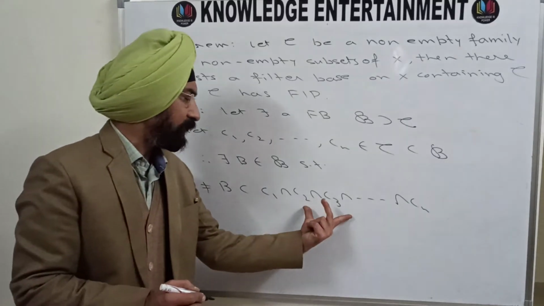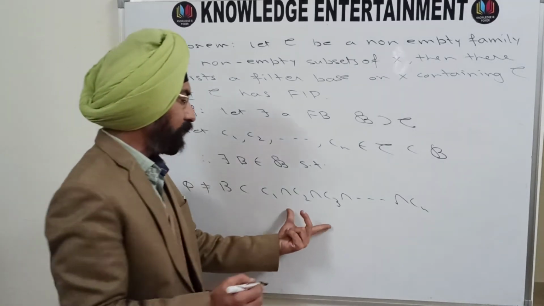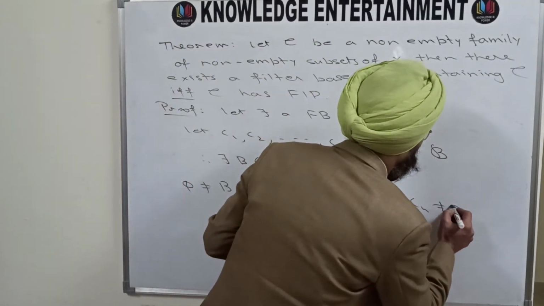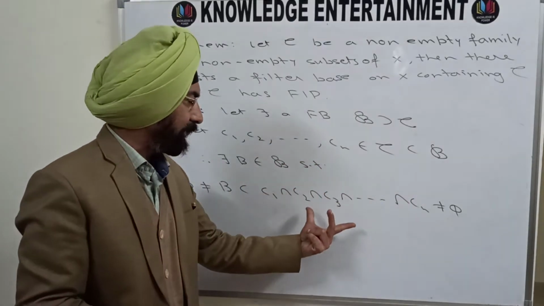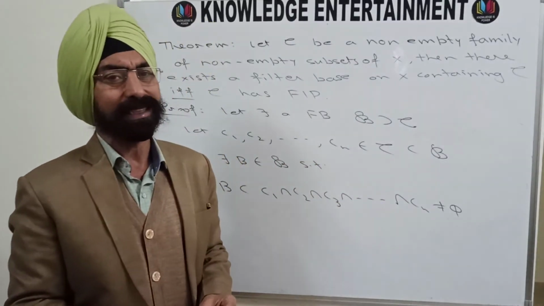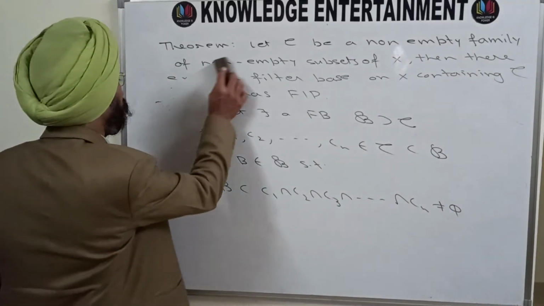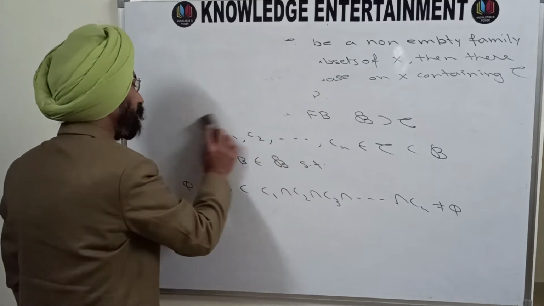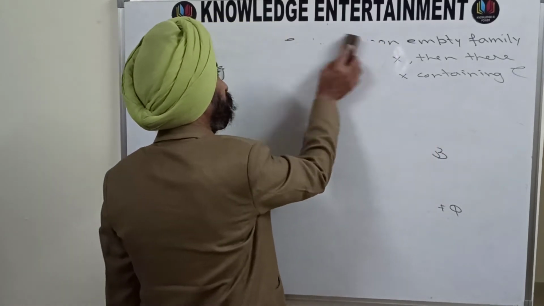And C1 intersection C2 intersection and so on Cn is a superset of this set. So how can it be empty? So it is also non-empty. We have taken a finite number of members of C and we have shown that their intersection is non-empty. That means C has FIP, and that is what was required to be proved in the converse part of this theorem. Let us have more theorems.